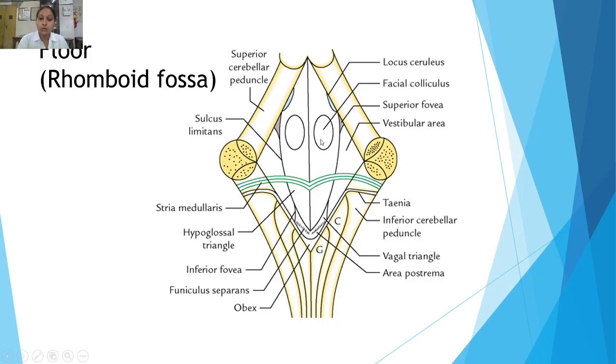A very important landmark that is seen in the dissection halls, in cadavers, and radiologically also, is the facial colliculus. This facial colliculus overlies the internal genu of the facial nerve, but the nucleus situated at the level is not the facial nucleus. The nucleus situated is the abducent nucleus. So this is all about the floor, rhomboid fossa.